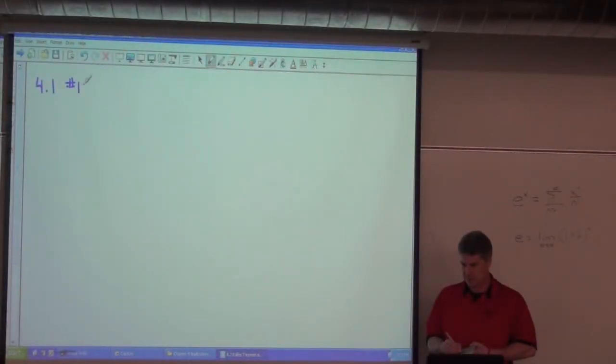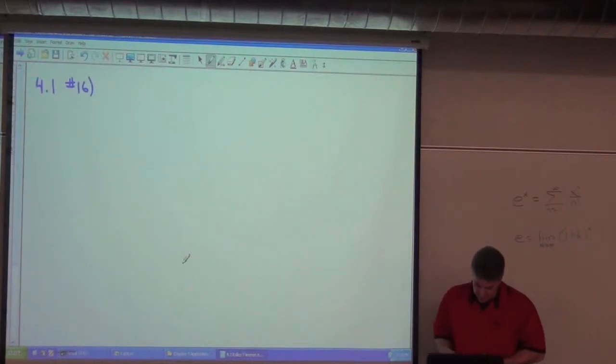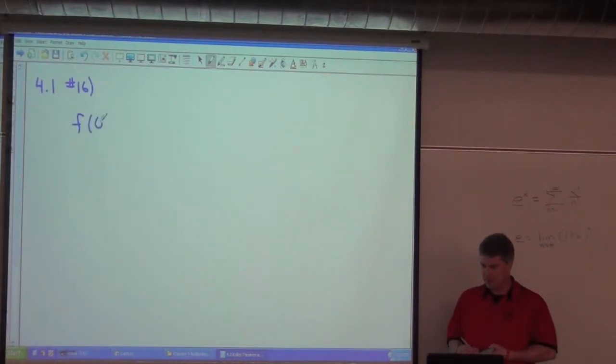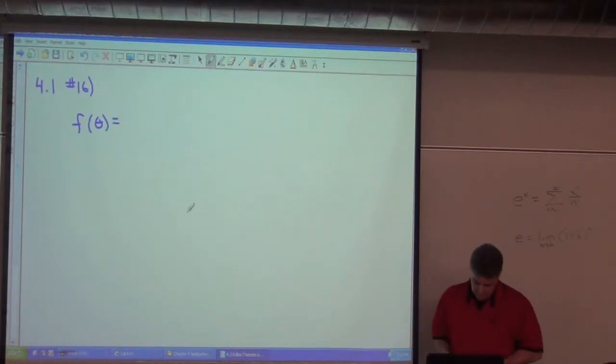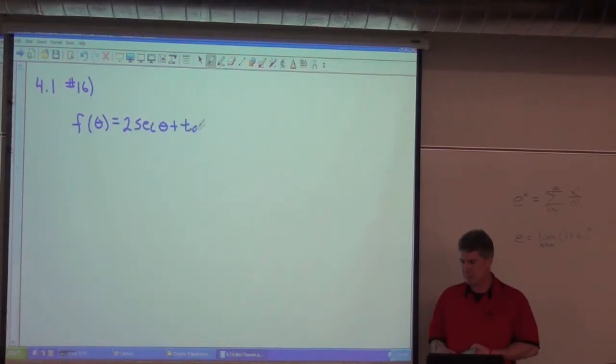Section 4.1, number 16. It says find any critical numbers. So f of theta is 2 secant of theta plus tangent theta. And we're only supposed to do it in between 0 and 2 pi, which is nice, because there's probably an infinite amount.